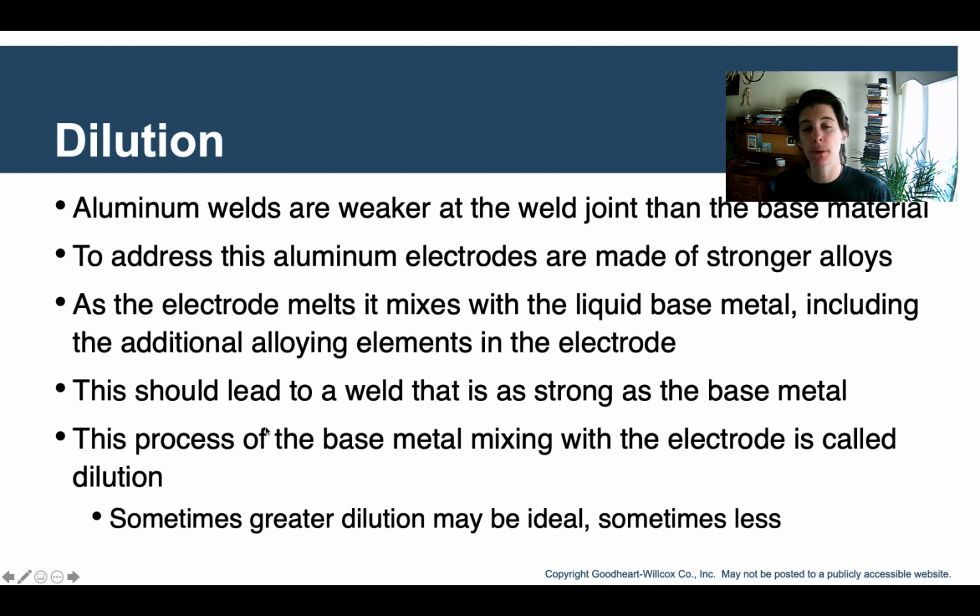That process of the base metal mixing with the electrode is called dilution. Sometimes you might want more dilution, sometimes less. It's just another aspect that you can control depending on which electrode you choose for your aluminum weld.